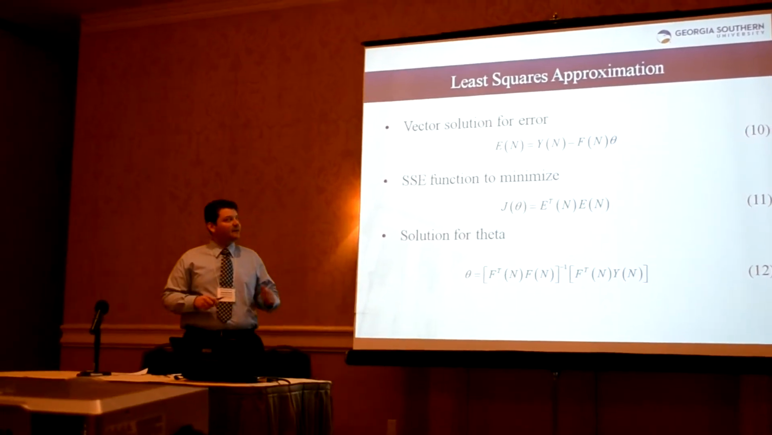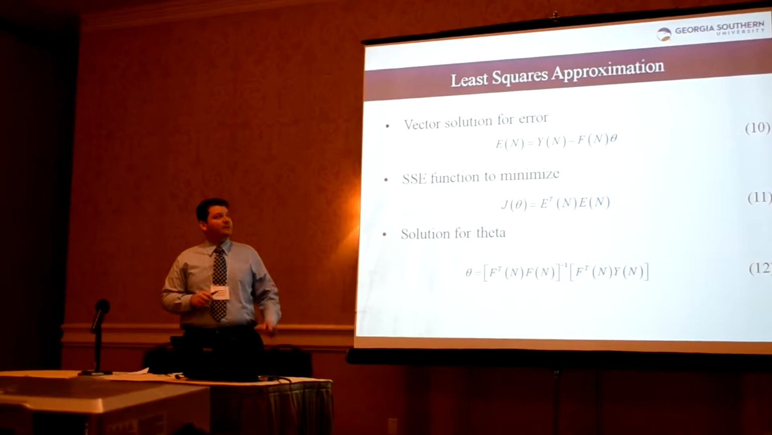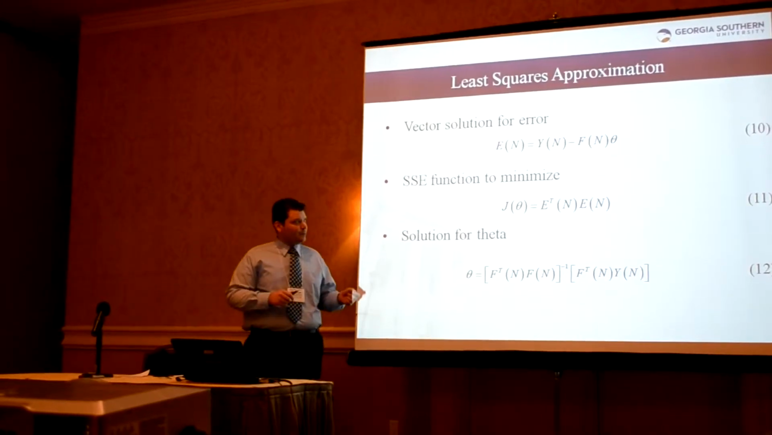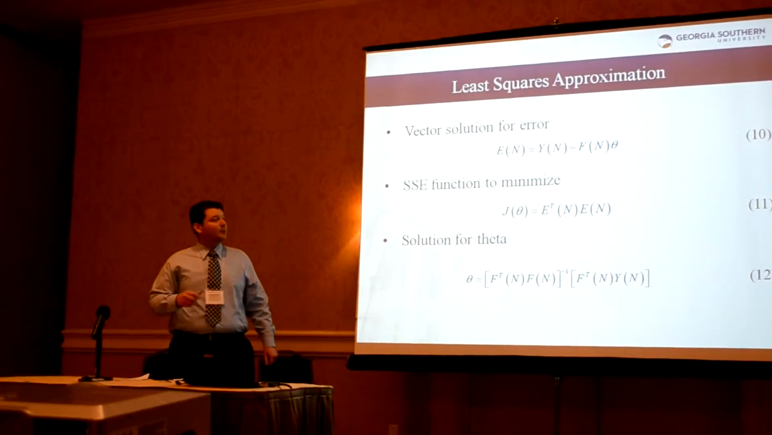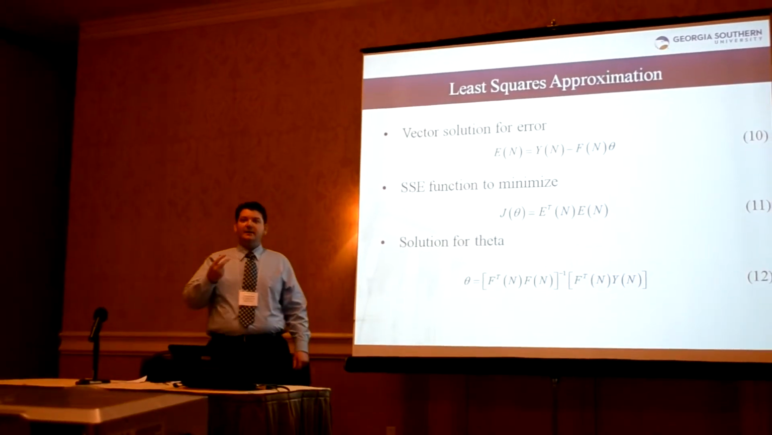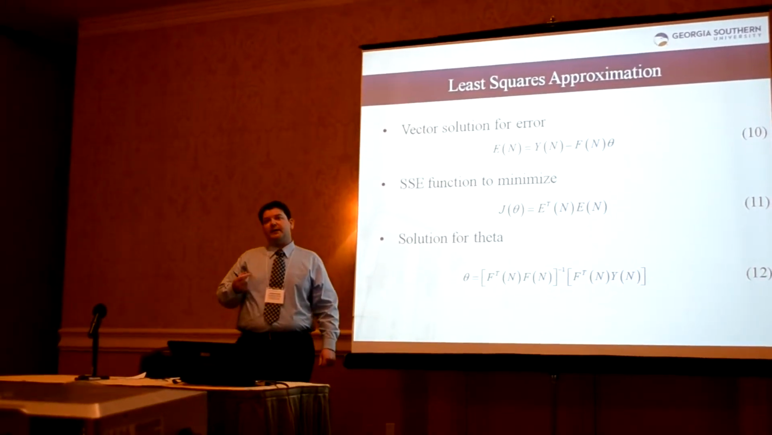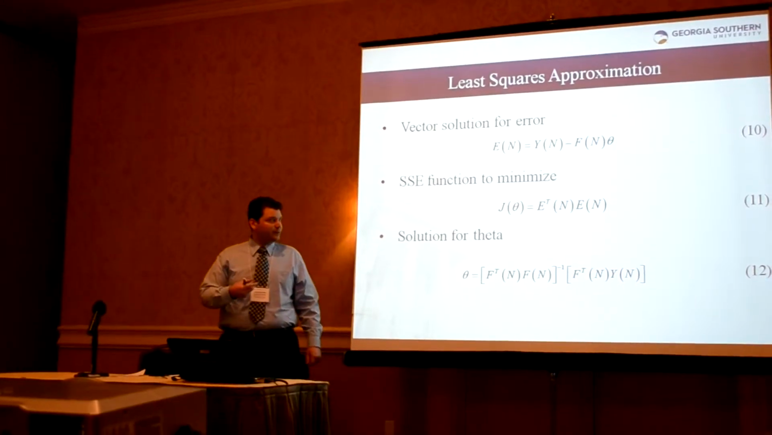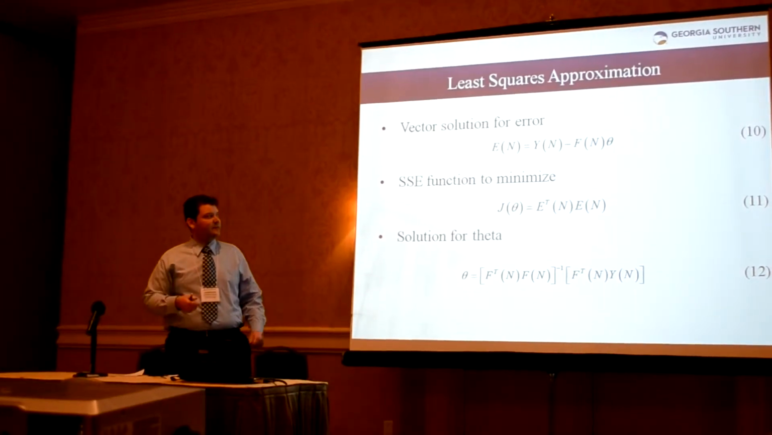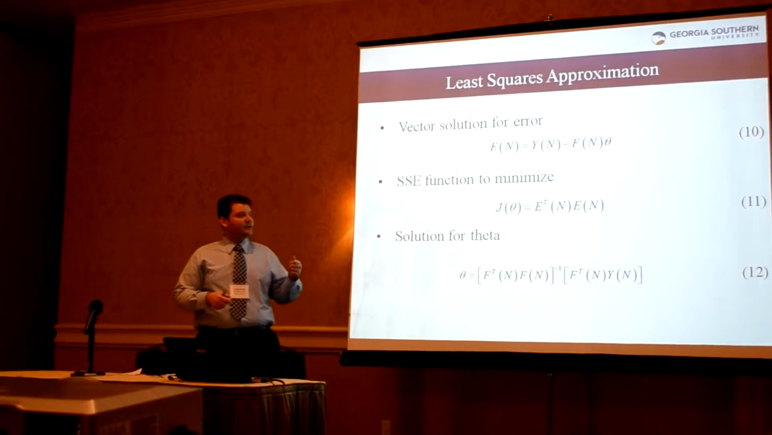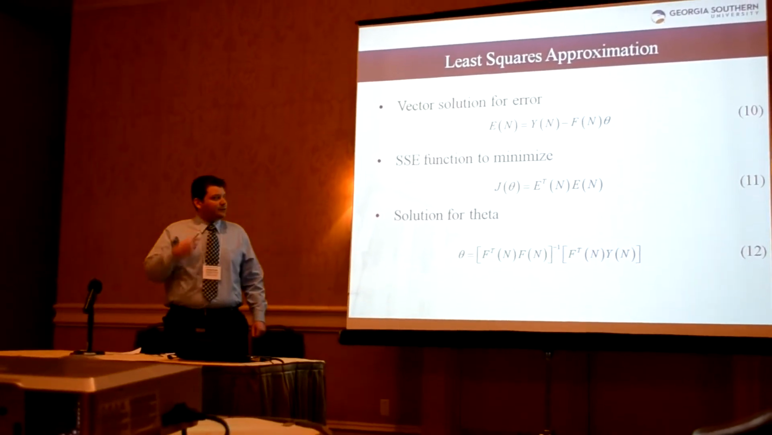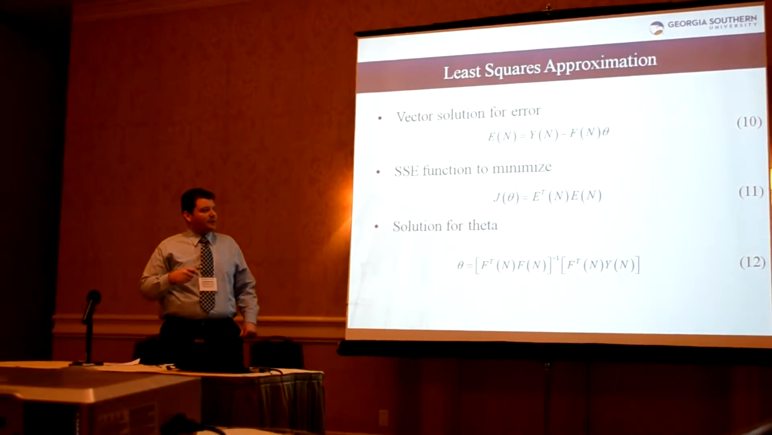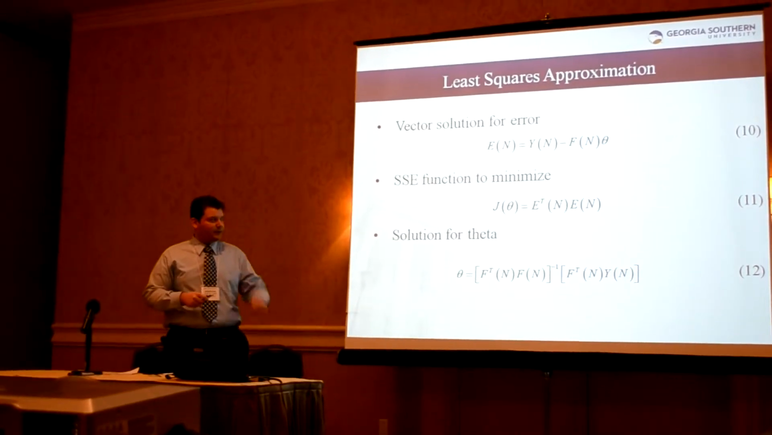Equation 10 is that vector equation solved for the error term, which can be used to determine the sum of squares of error between the estimated system model's response and the actual DC motor's response. And that defines this function J as shown in equation 11. And when you differentiate this function J, you can determine a solution for theta as shown in equation 12.